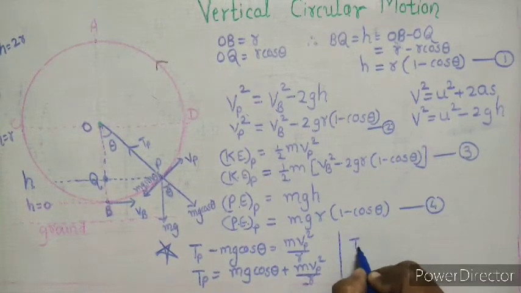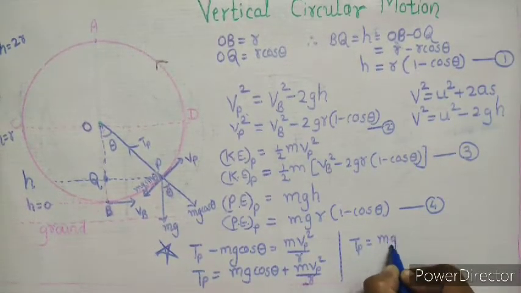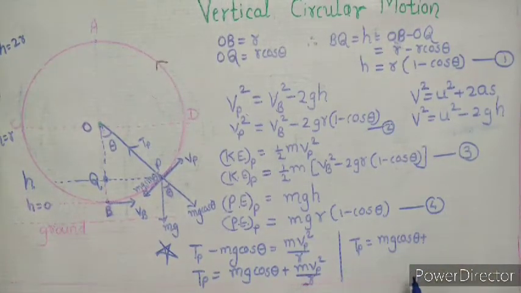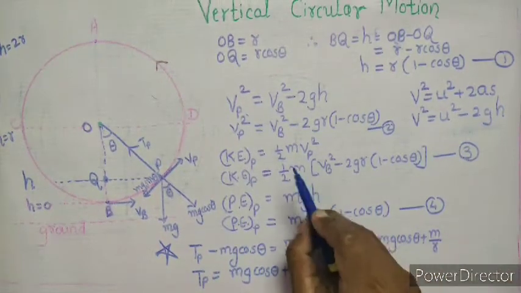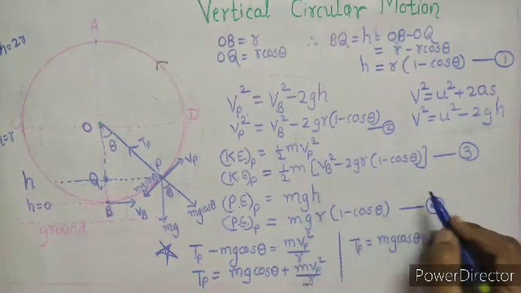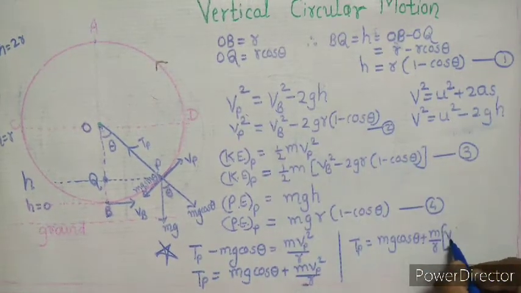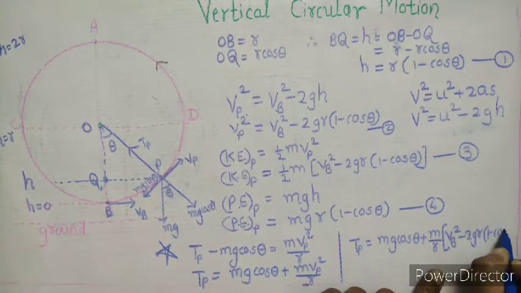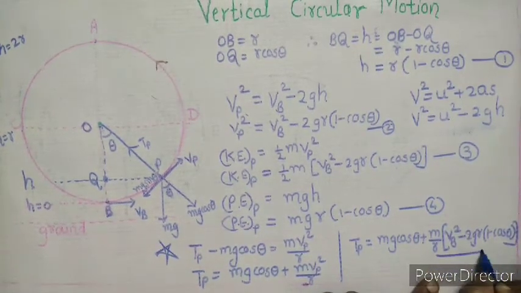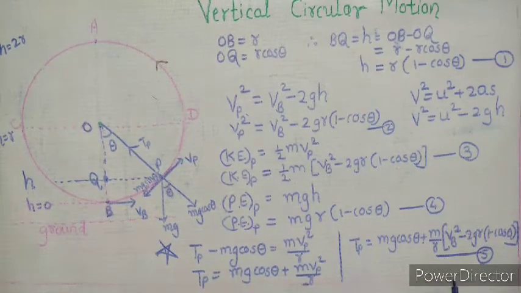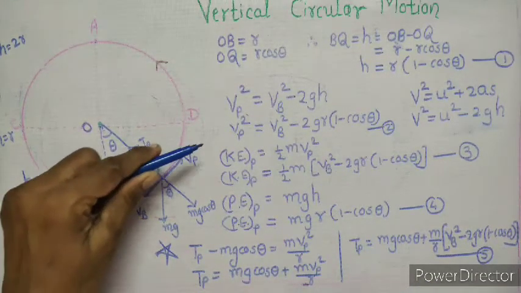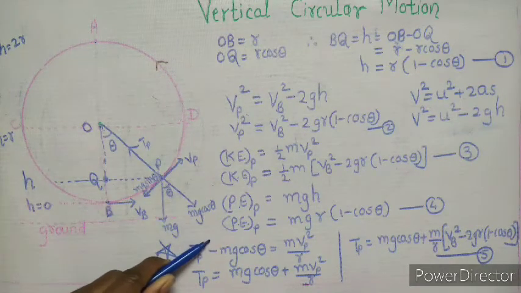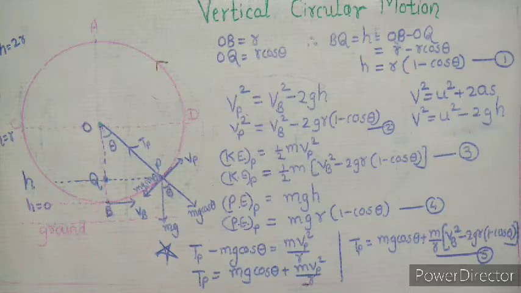Also we write it by substituting. Tp is equal to mg cos theta plus m upon r, and Vp square can be written as Vb square minus twice gr inside the bracket 1 minus cos theta. So this is the modified equation. So four equations we have written. One is for velocity, other is for kinetic energy, potential energy and Tp. All these equations we use in solving numericals and short answer questions.